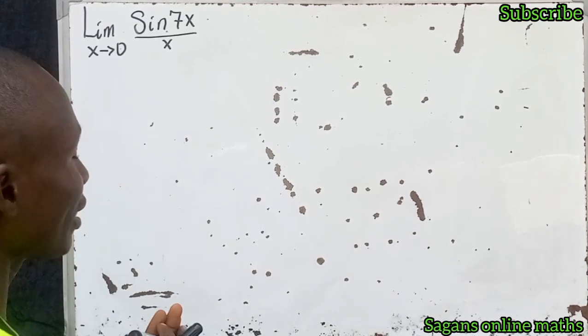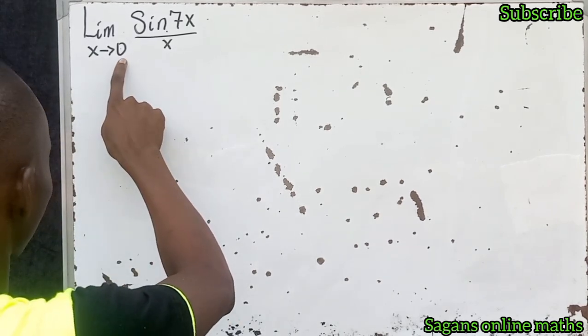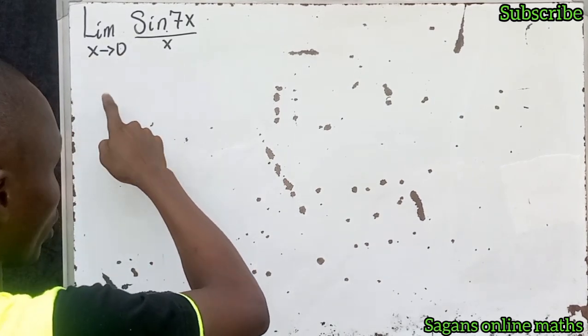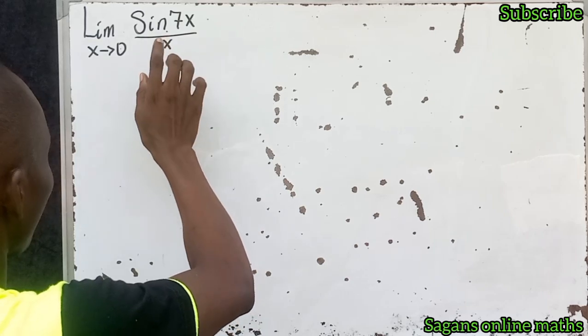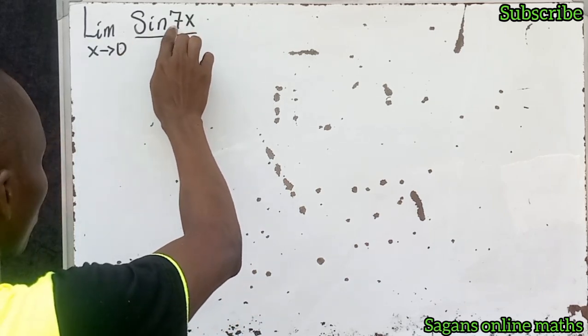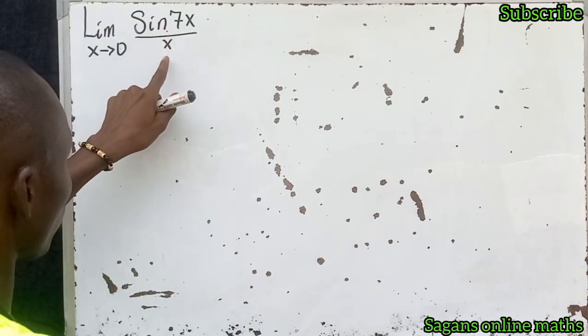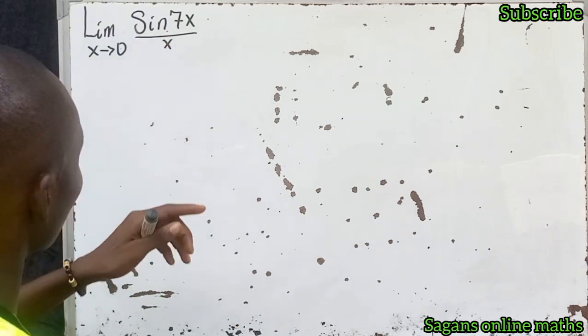Now please don't make this mistake. Please take note of this. When x is approaching 0 here, x is tending towards 0. If x is 0, then 7 times 0 is 0, and sine 0 is still 0. And here is 0, and 0 divided by 0 is undefined. What are we going to do?